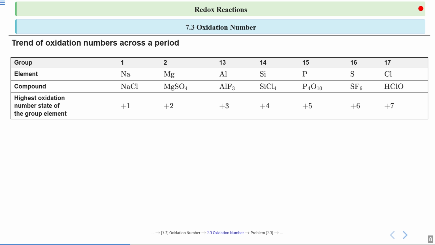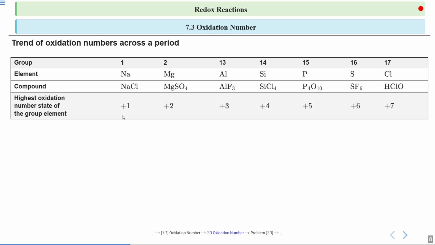Like if you consider the element sodium, magnesium and their compounds like NaCl, MgSO4 and so on, you will find out their oxidation state. On moving across a period, that is from sodium to magnesium to aluminum, silicon, phosphorus, sulfur and then chlorine, we have taken their simplest compounds like NaCl, magnesium sulfate, AlF3, SiCl4, P4O10, SF6 and HClO.